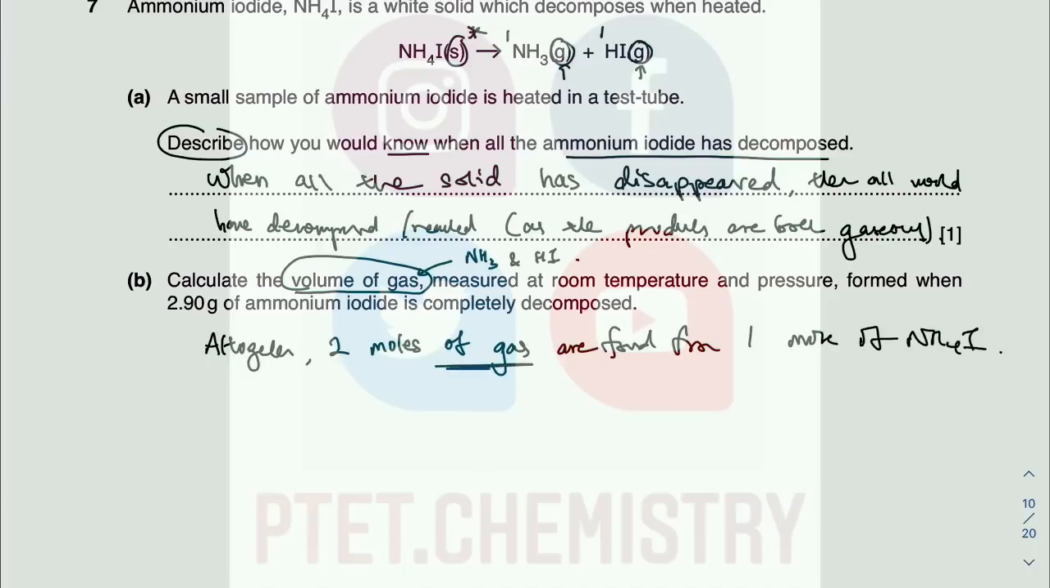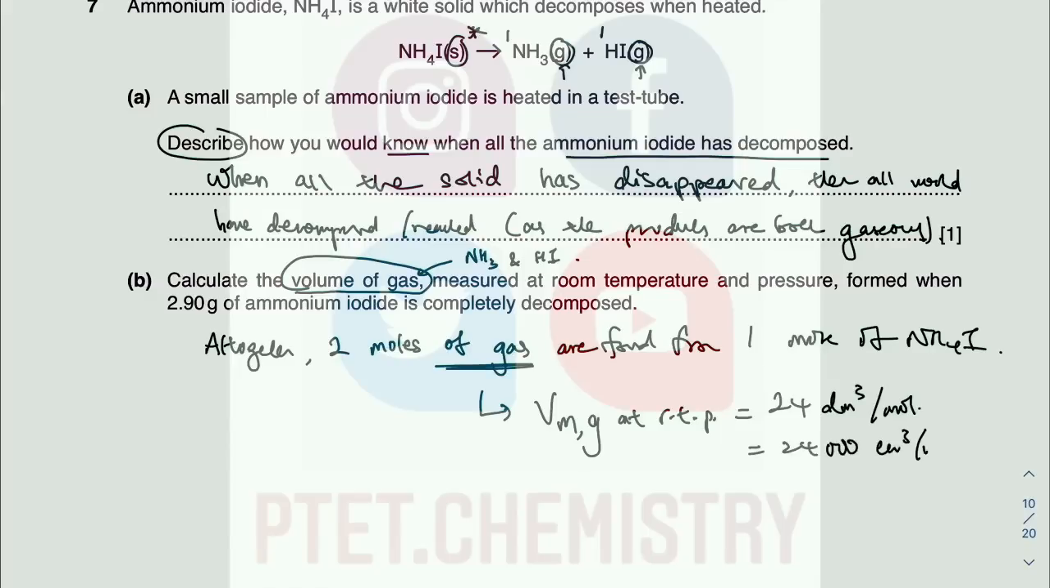Because these are gas, the molar volume of gas at room temperature and pressure is 24 dm cube per mole. This is also equal to 24,000 cm cube per mole, so it depends on which value you want to use. So the mole of gas over the mole of NH4I is going to be 2 over 1. Why is it not 1 over 1? Because they want gas.